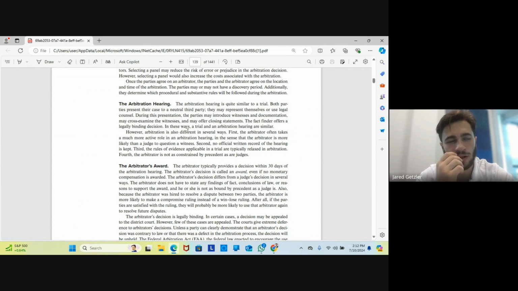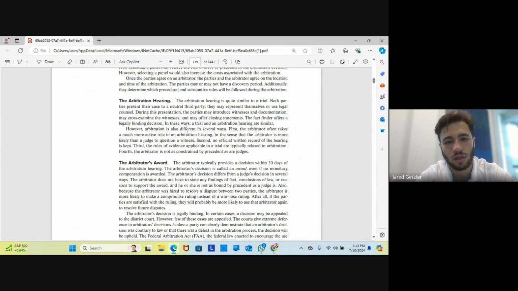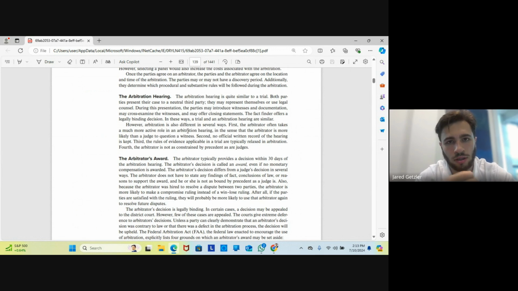And also, you can go online and you can see court records from trials. An arbitration hearing is not required to be in public record. So some people might do that in order to guard their reputation too. So arbitration is more formal than mediation, and they can also produce a legally binding decision. And also, the arbitration typically is a lot faster than a trial. Trials can take months or years. Arbitrators typically can provide a decision within 30 days of the hearing.